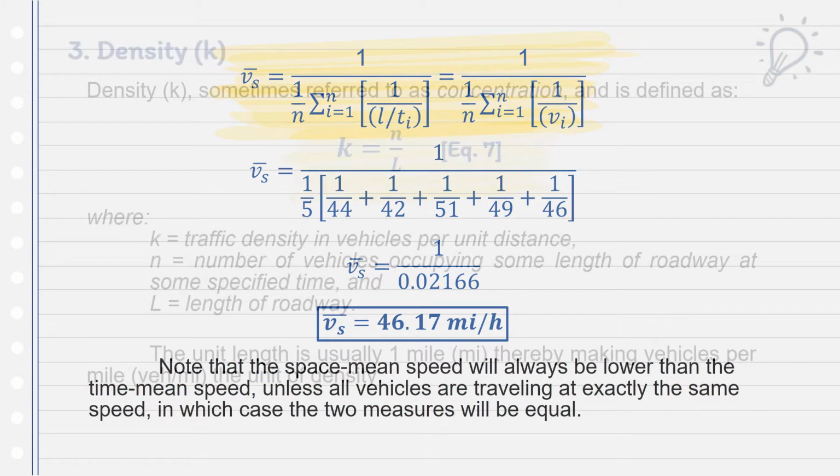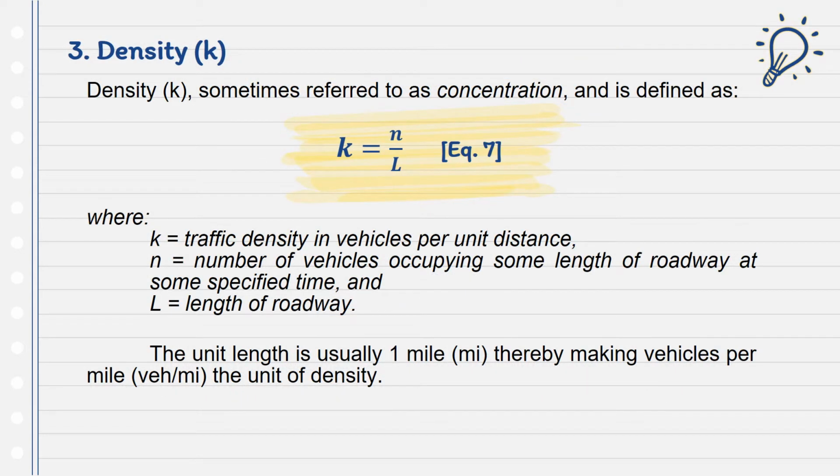So for the last variable for the macroscopic measures, we have the density, or K. It is sometimes referred to as the concentration, and is defined as K is equal to N over L, where K is equal to the traffic density in vehicles per unit distance, N is the number of vehicles occupying some unit of roadway at some specified time, and L is the length of the roadway. The unit length is usually 1 mile, thereby making vehicles per mile, or veh per mi, the unit of density.